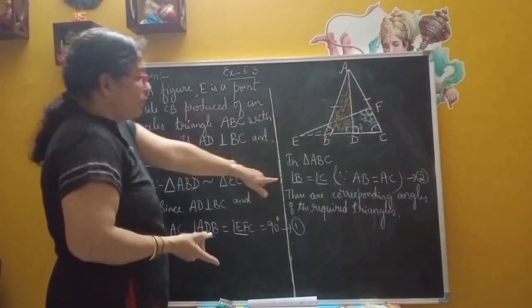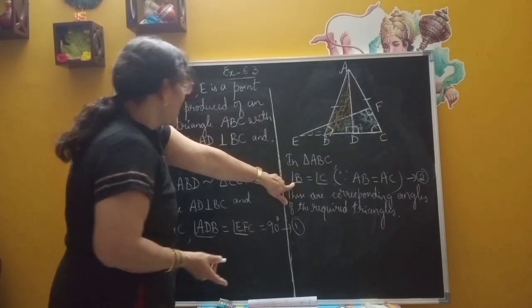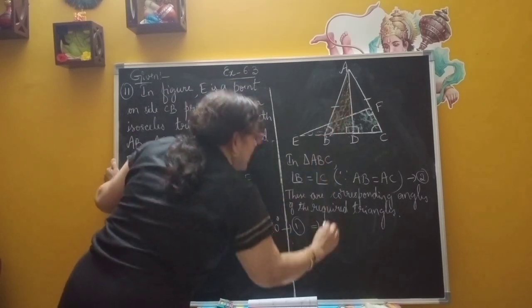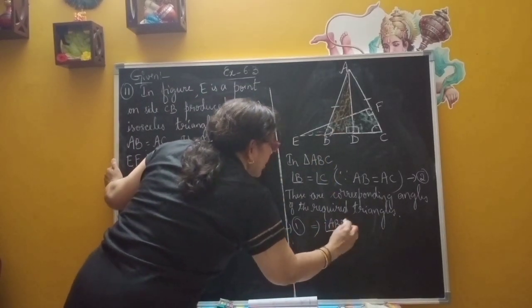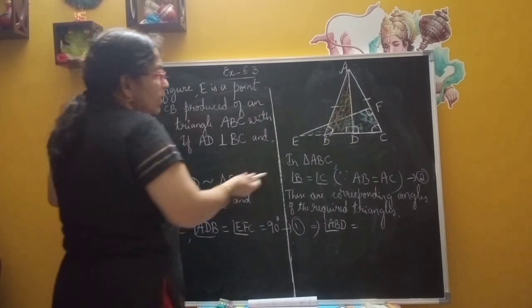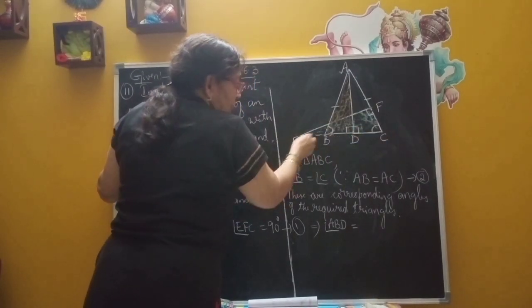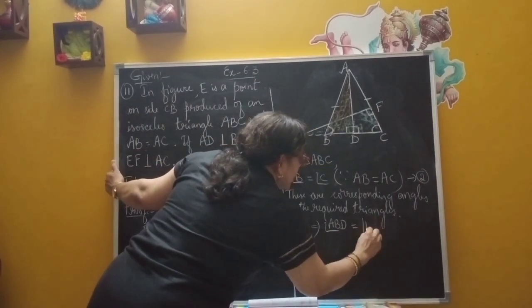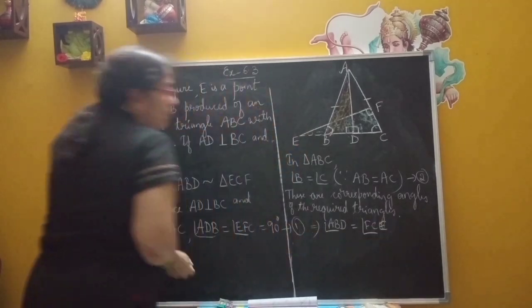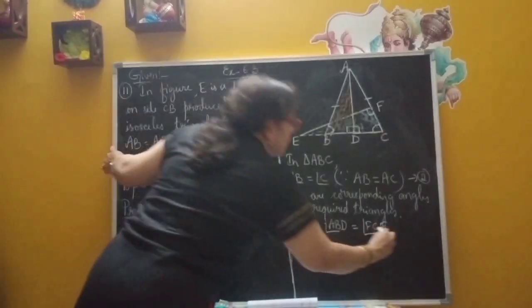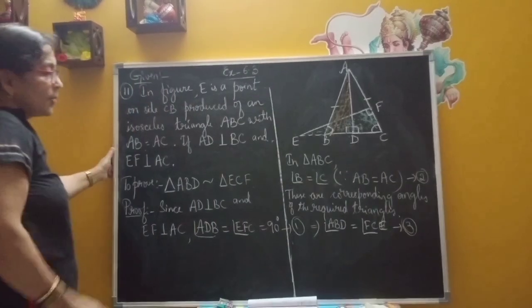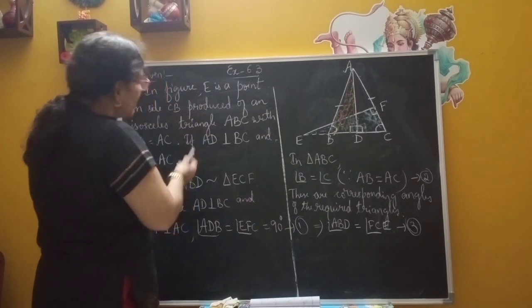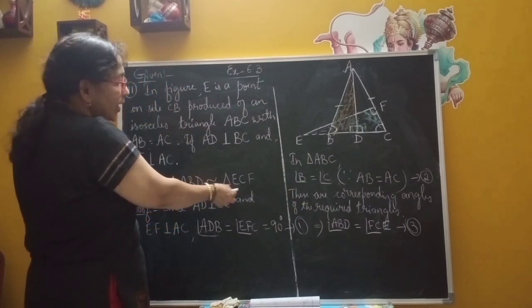In detail, if you want to write, you can write angle B as angle ABD. So we can write angle ABD is equal to angle, which one? It is AC with respect to this triangle EFC, that is nothing but FCE. So we got the required criterion. Now by equations 1 and 3, we can conclude that triangle ABD is similar to triangle ECF.